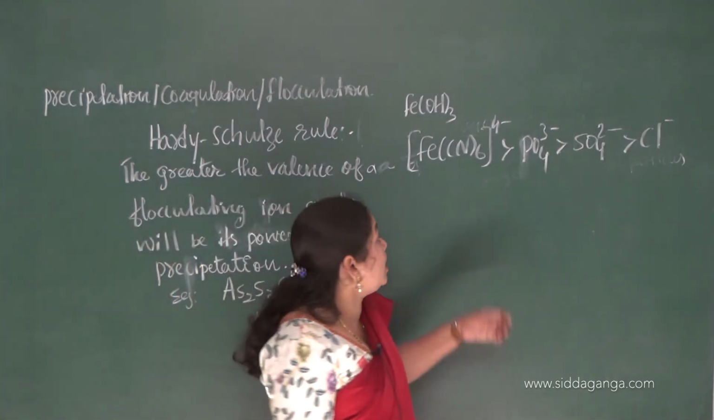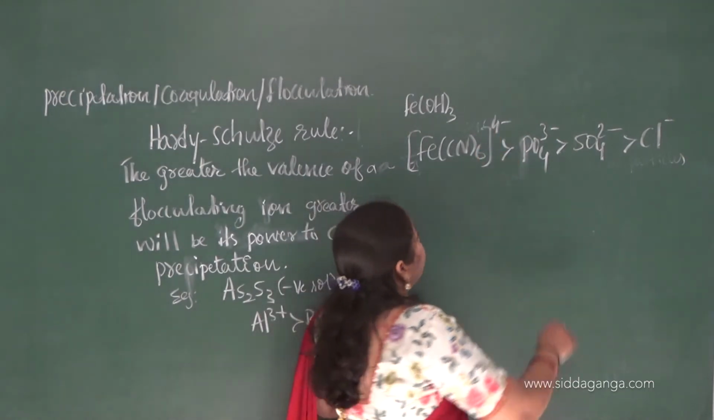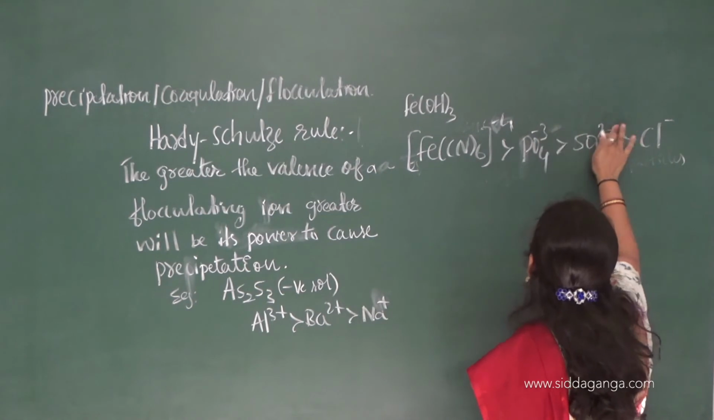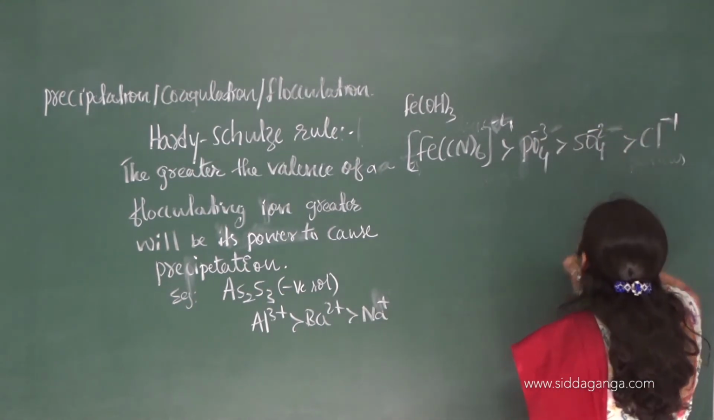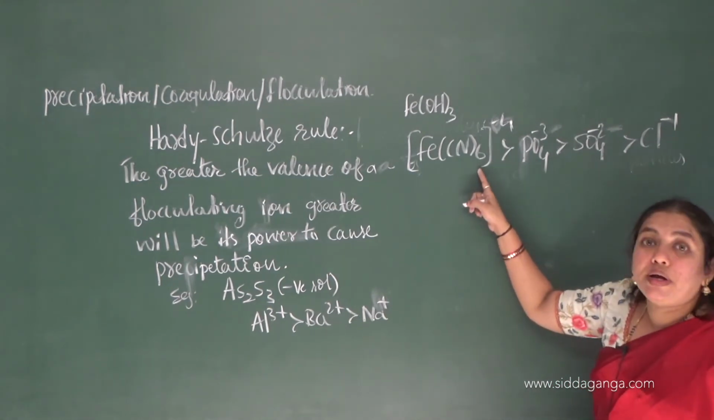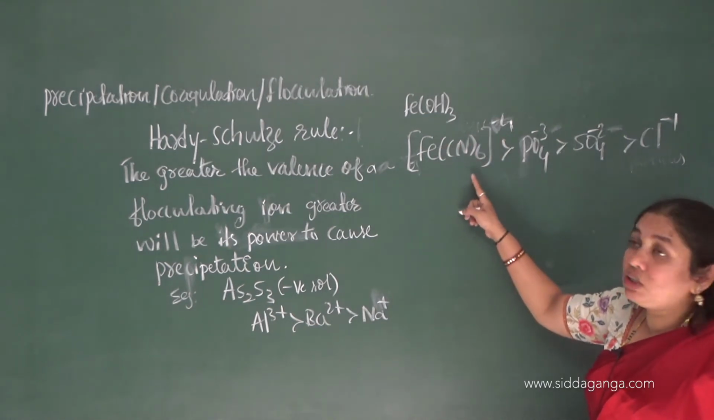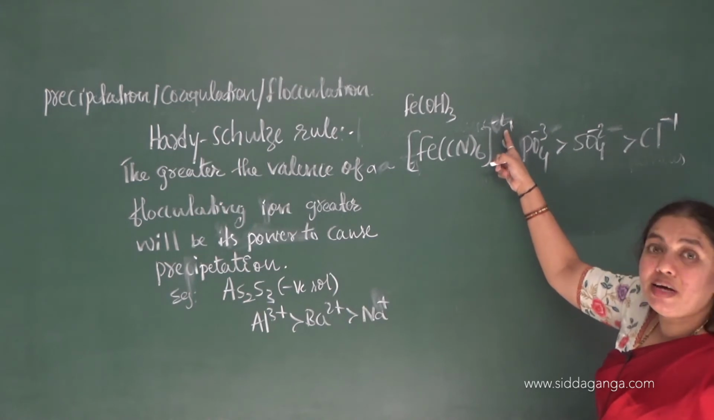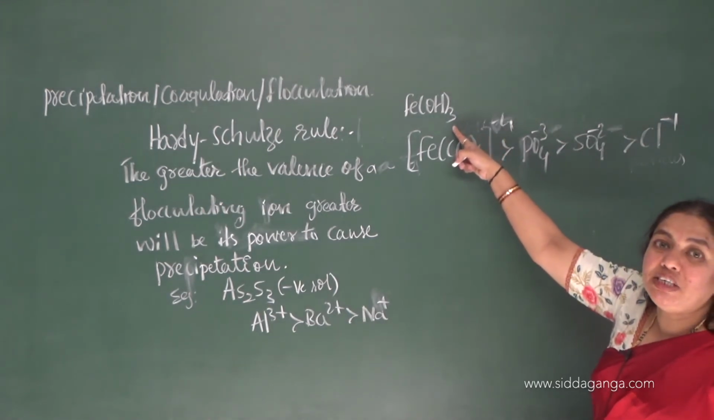So look at the charges here. It has minus 4, minus 3, minus 2, minus 1, or simply you can represent that one as minus, which has the highest valence. So that is ferrocyanide, a coordination complex, which has the highest coagulating power to cause the flocculation or precipitation of this one.